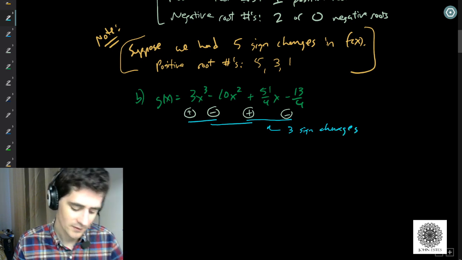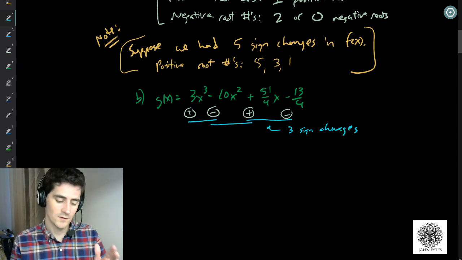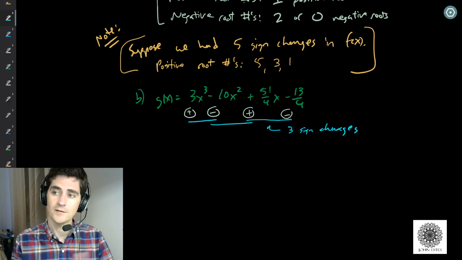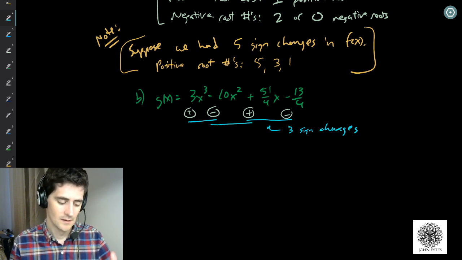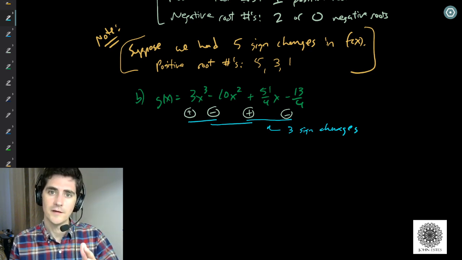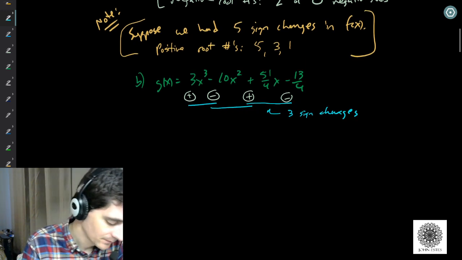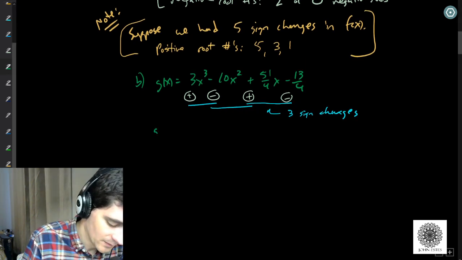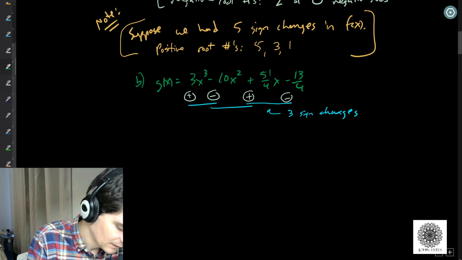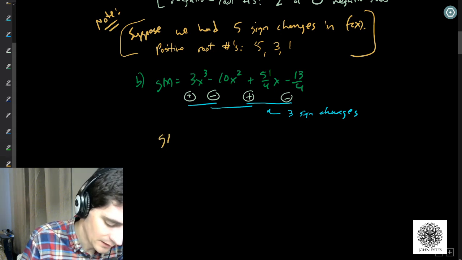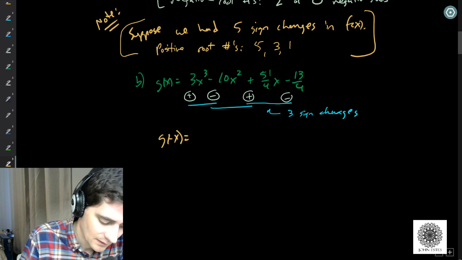Right, and what I mean by that is, think of the coefficients as a sequence, going from highest to lowest. I'm jumping from positive to negative, that's one. Negative to positive, that's a second. Positive to negative again, that's a third one. We have 3 sign changes. All right, now let's plug in negative x into this.